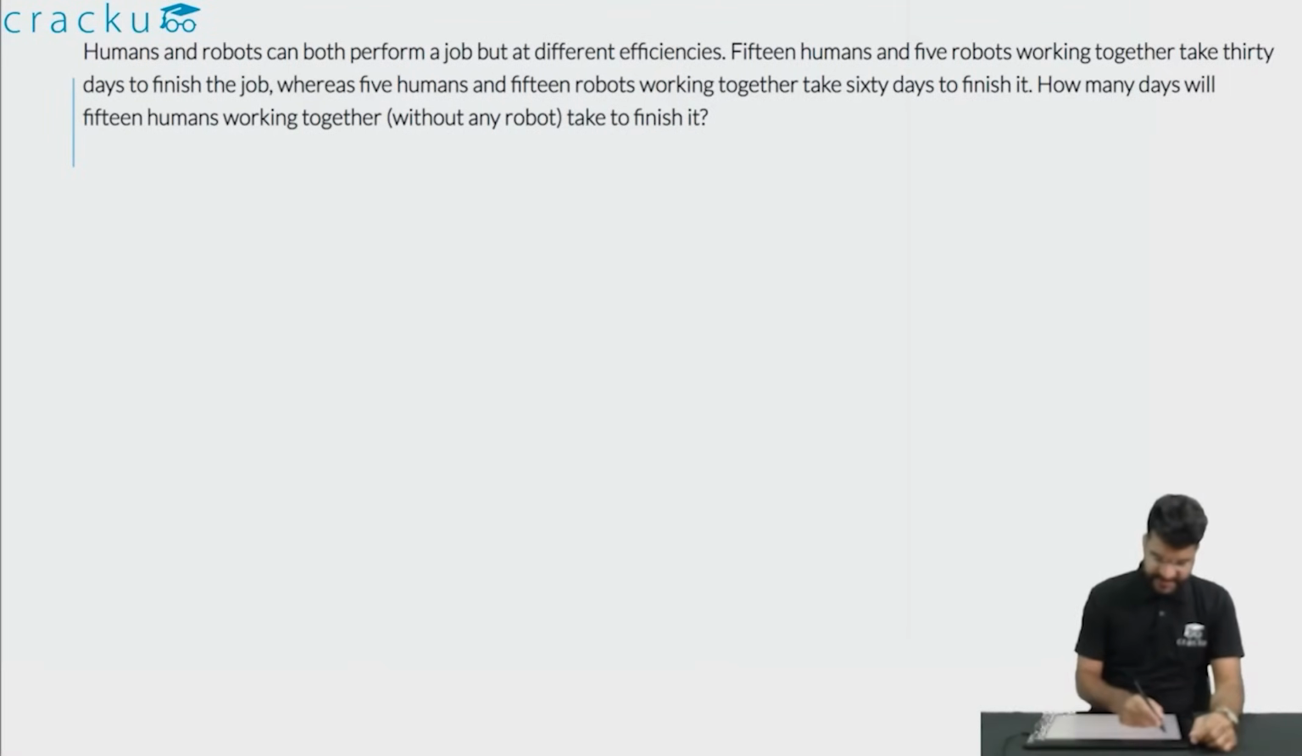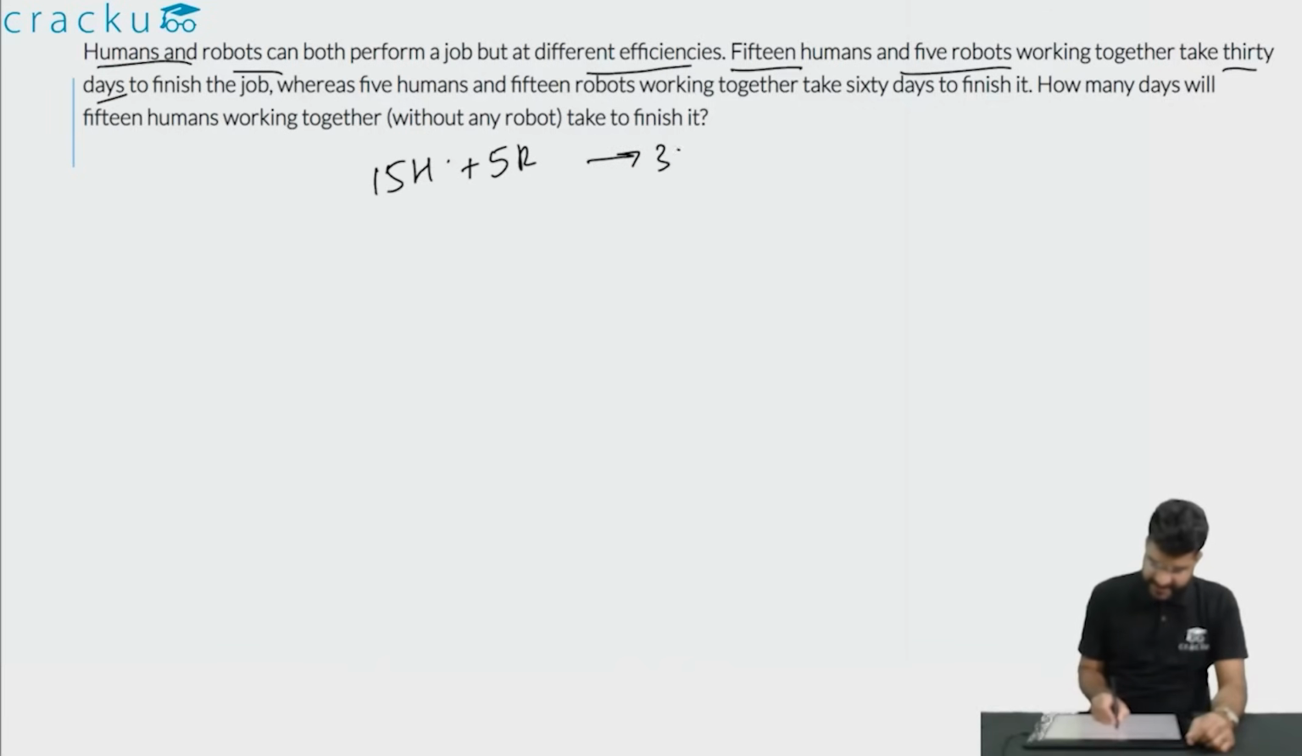In this question, it is given that humans and robots can perform a job at different efficiencies. 15 humans plus 5 robots working together take 30 days to finish the job. So if 15 humans plus 5 robots work, they take 30 days.